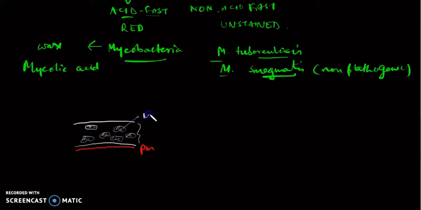These mycolic acids hold the stains, the carbolfuchsin basic stains. They combine with these mycolic acids and cannot be expelled out. That's why these acid-fast bacteria retain the basic dyes. As far as the structure of these mycolic acids is concerned, they are very complex structures.